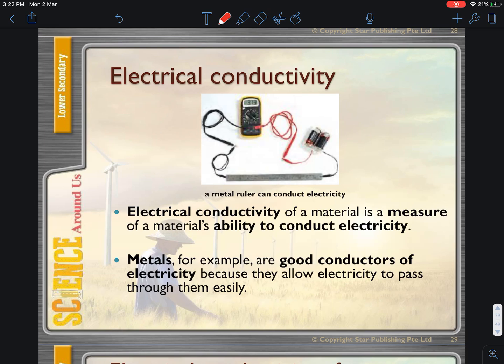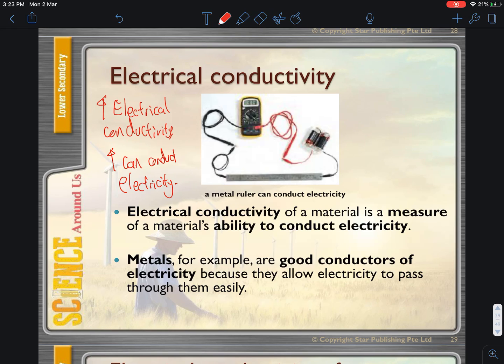Next, we look into the next physical property, which is electrical conductivity. Electrical conductivity of a material is the measure of the material's ability to conduct electricity, meaning the higher the electrical conductivity, the higher it can conduct electricity. And how do we measure electricity? One way to measure is using current. So what you will see is that the current will be higher as you have a greater electrical conductivity.